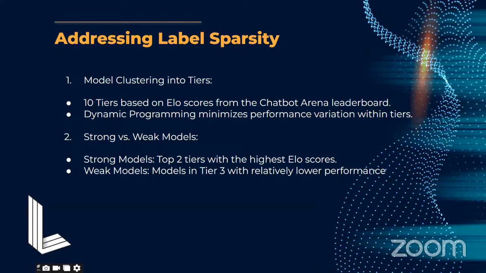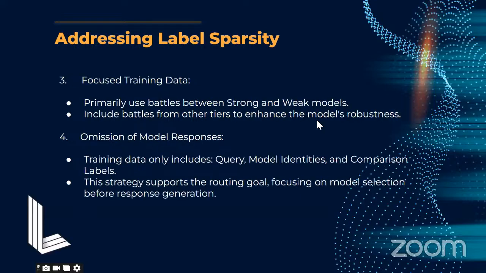The second step is to define strong and weak models. Models in the top tier are considered strong models, whereas the models in the lower tier are considered weak models. Third, training data construction. How is the data focused and trained? It primarily uses battles between strong and weak models only. This improves the robustness of the routing function.